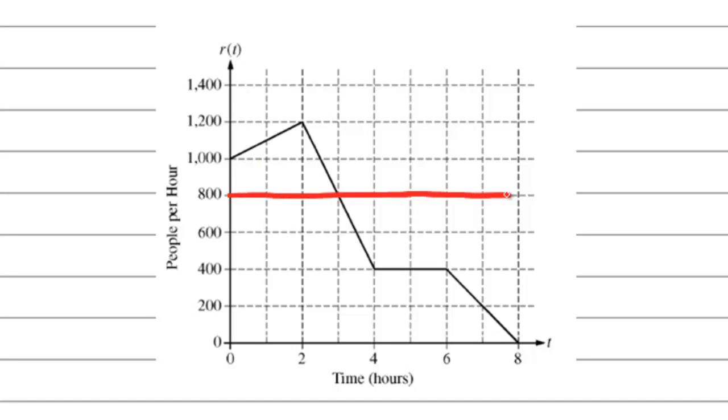Now, we're told that people get out of line and onto the ride at a constant rate, which I'm going to call L of t, of 800 people per hour. So I've sketched a graph of what the rate of people leaving the line looks like.